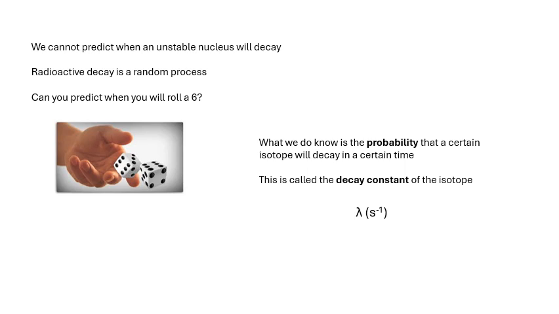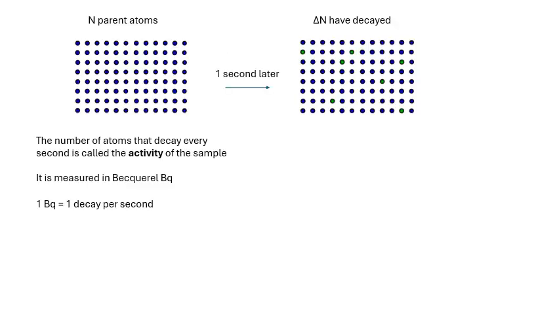But you need to learn that sentence. The decay constant is the probability that a certain isotope will decay in a certain time. Yes? So if we have N, capital N, parent atoms, and then 1 second later, delta N have decayed, yes? Now, the number of atoms that decay every second is called the activity. And it's measured in becquerel, okay? And a becquerel is just 1 decay per second. So if it's 1,000 becquerel, that means that 1,000 atoms decay in that last second.